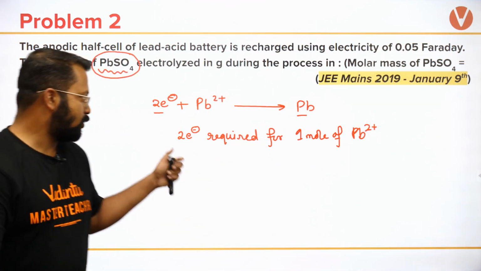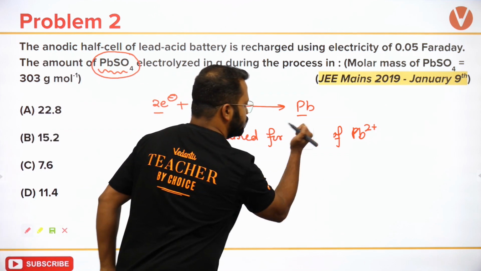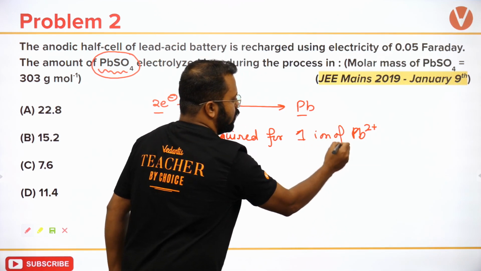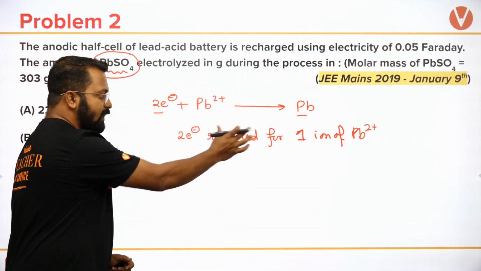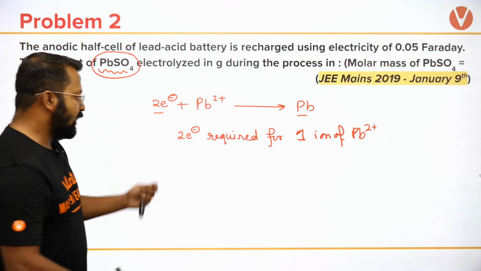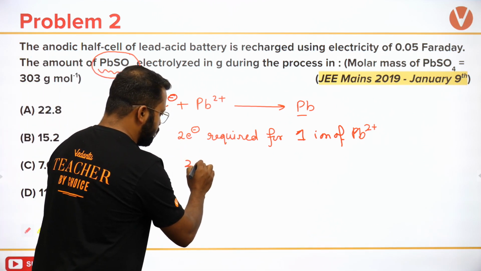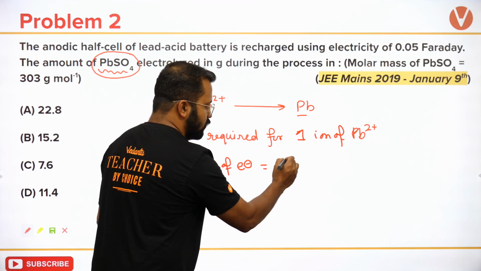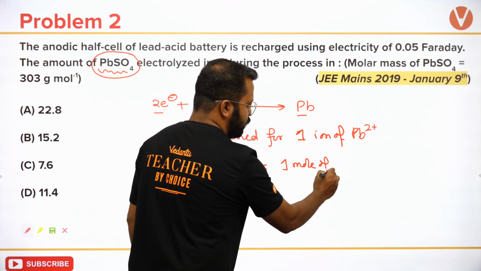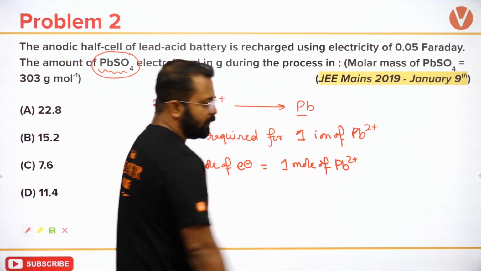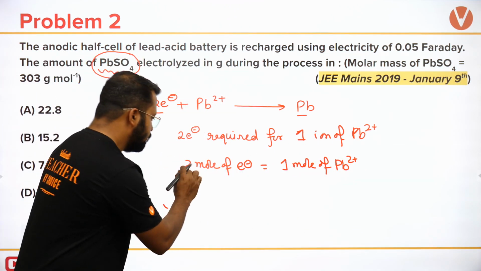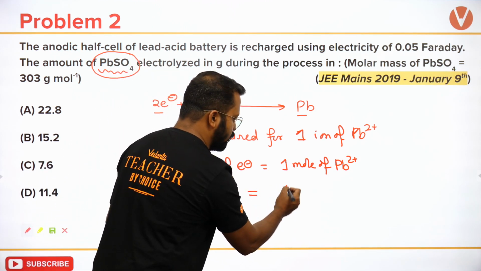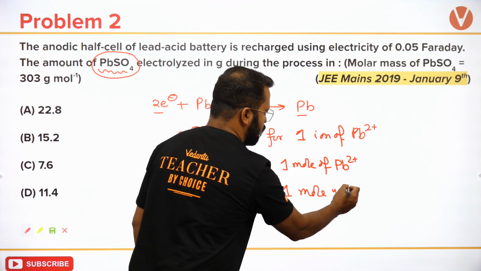2 electrons are required for 1 ion of Pb2 plus. So if I multiply on both sides by Avogadro number, I can say that 2 moles of electrons are required for 1 mole of Pb2 plus. Now 2 moles of electrons account for 2 Faraday of charge. 2 Faraday of charge is used for 1 mole of Pb2 plus.